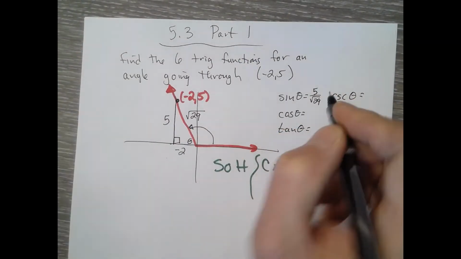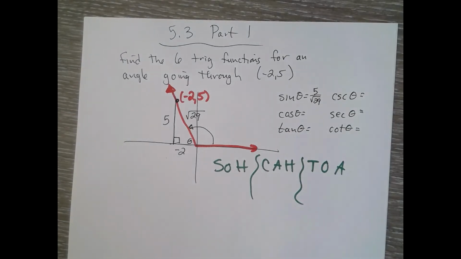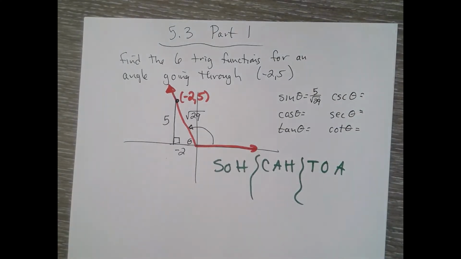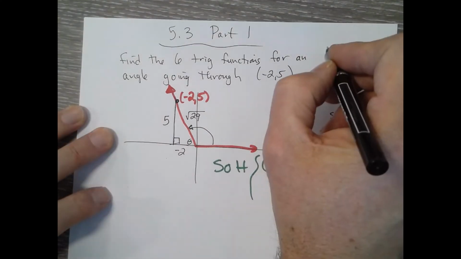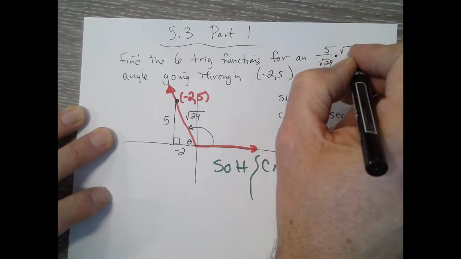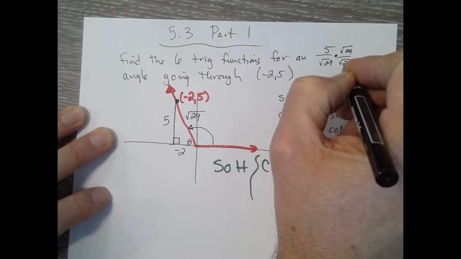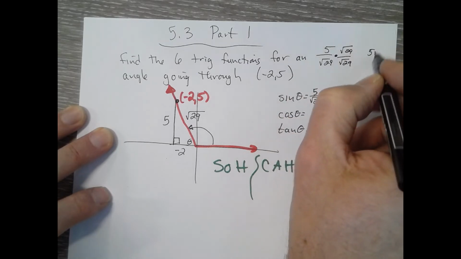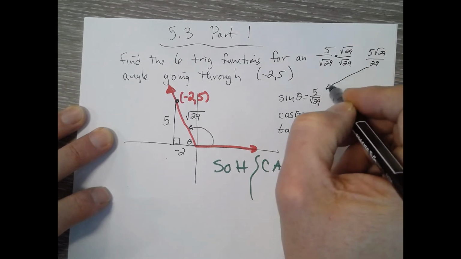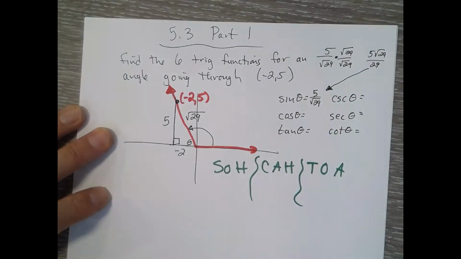Now, what's wrong with that? Ed, what's wrong with that? I don't see anything wrong. We got a square root on the bottom. Okay, so 5 over square root of 29, I can multiply by the square root of 29 over the square root of 29. I get 5 square root of 29 over 29. So that's actually what goes right there, because we don't like square roots in the bottom for whatever reason.